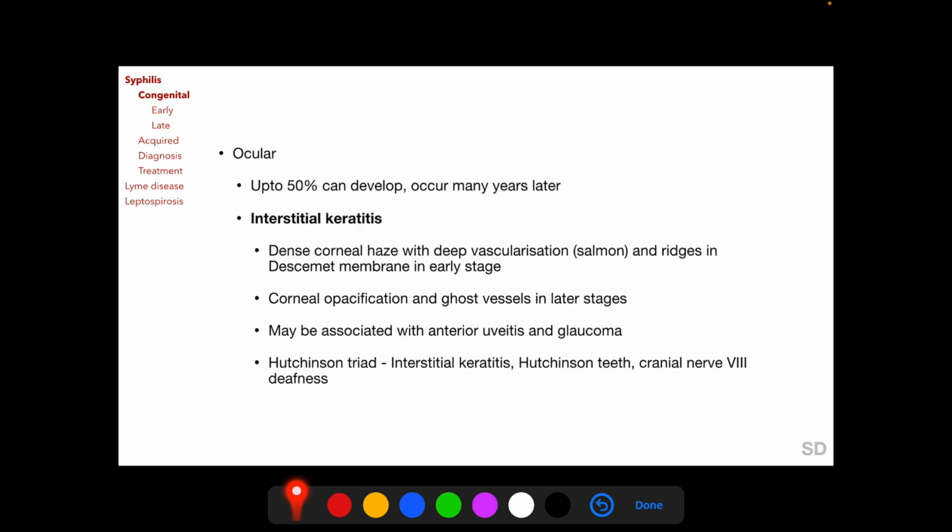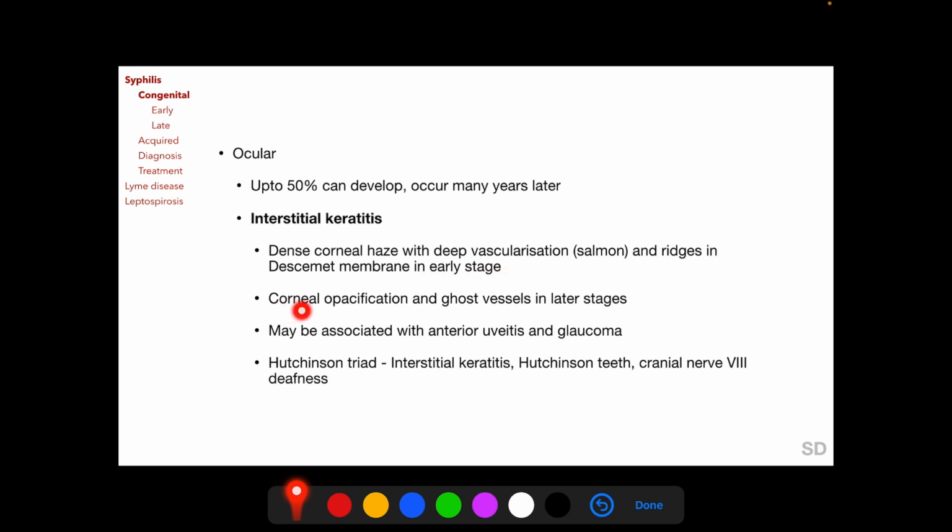Up to 50% of patients with late congenital syphilis can have ocular manifestations, and the ocular manifestation can occur many years later. The primary ocular manifestation of late congenital syphilis is interstitial keratitis. Please look up on the internet for a picture of interstitial keratitis from congenital syphilis, because I could not find a non-copyrighted image. In interstitial keratitis from congenital syphilis, we get a dense corneal haze with deep vascularization called a salmon patch appearance, and also ridges in Descemet's membrane in the early stage.